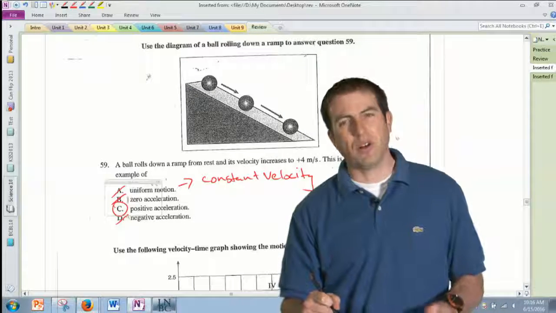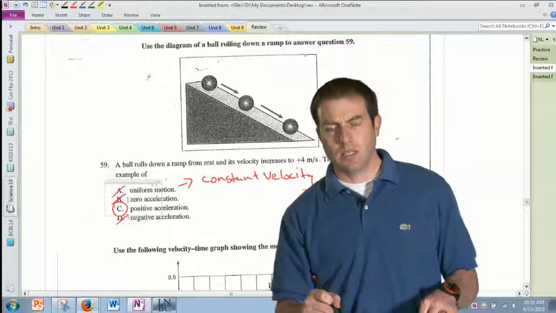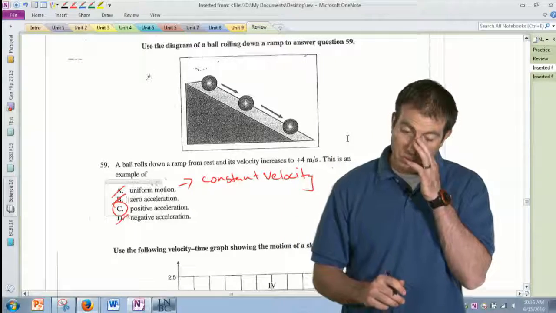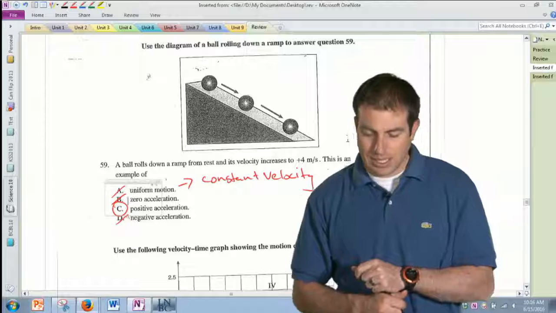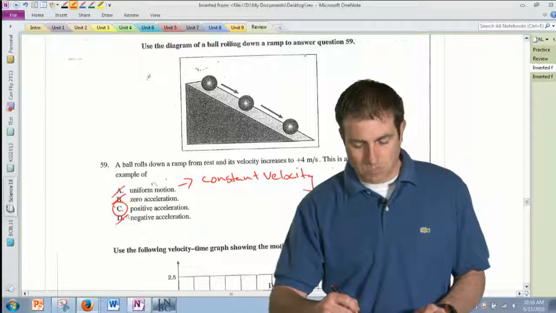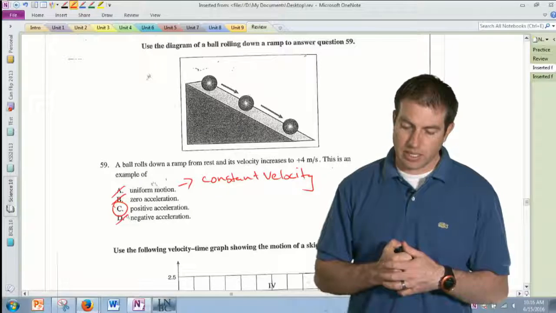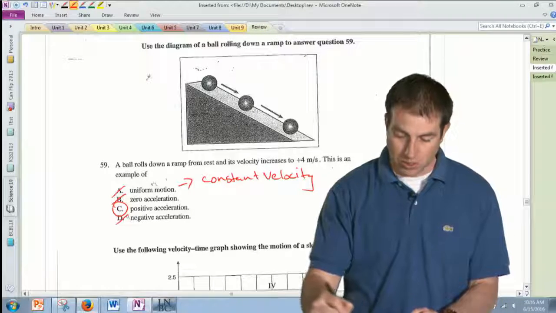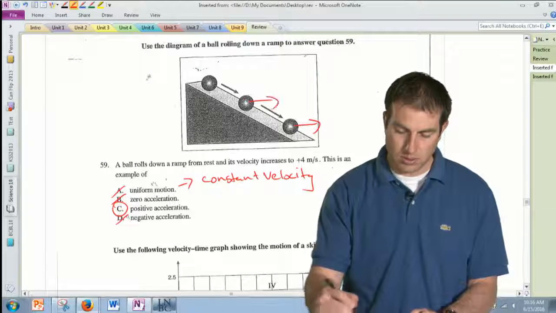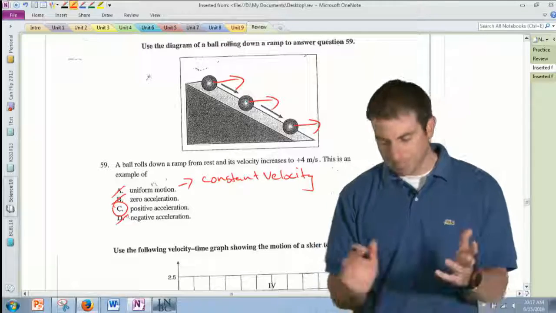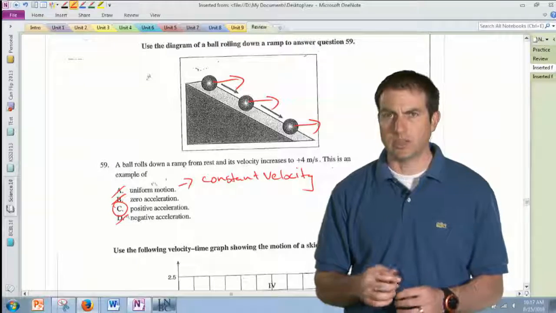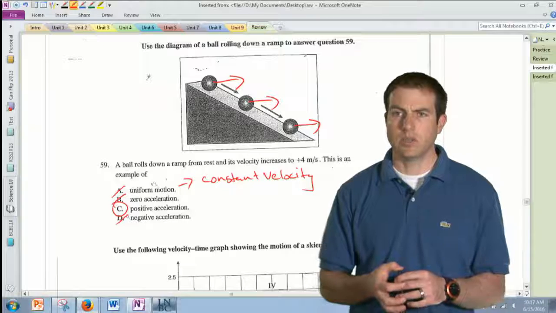It's not in free fall though. I wouldn't confuse an object on a ramp with an object in free fall. And yeah, because it's going down, I kind of get what you're saying there. But it's also going to the right. So definitely positive acceleration. I see why you were confused.